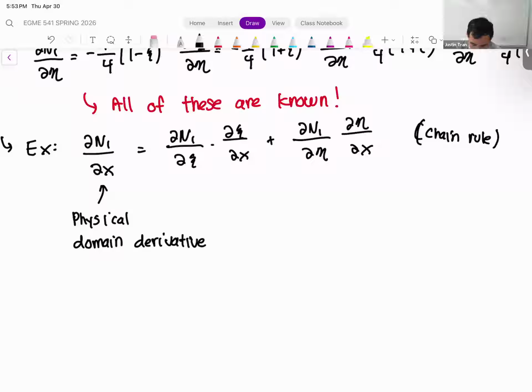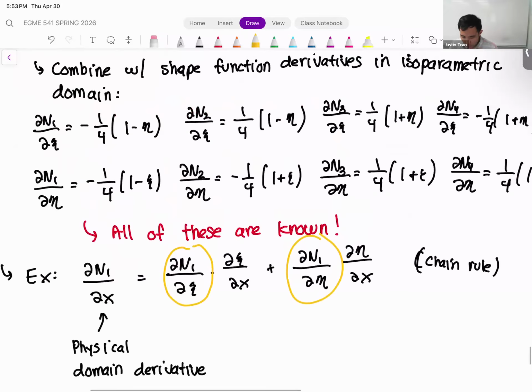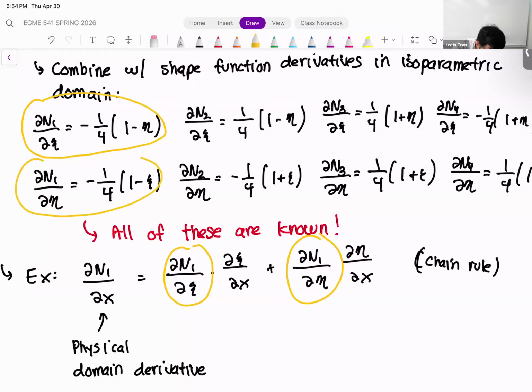So it might seem like we made this situation worse. We took a single derivative and turned it into four, which sounds like four times the problem. But let's inspect every term on the right-hand side and see if we know these or not. First thing we notice immediately is that we have the derivative of the shape function with respect to the isoparametric variables, epsilon and eta. We have those. In fact, they are just right here, this expression and this expression. So these are good, we know these, and we can plug in for that very easily.